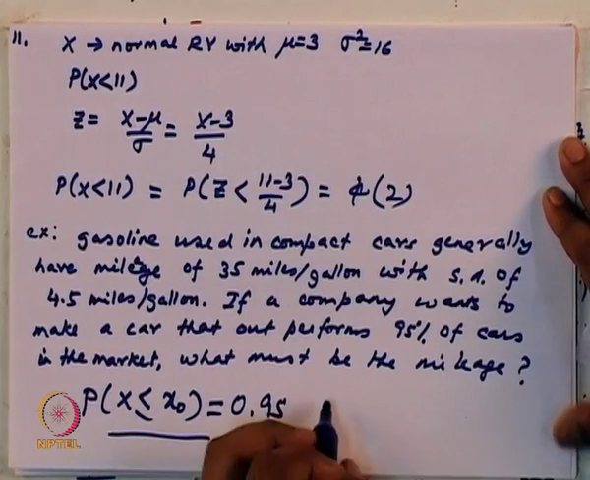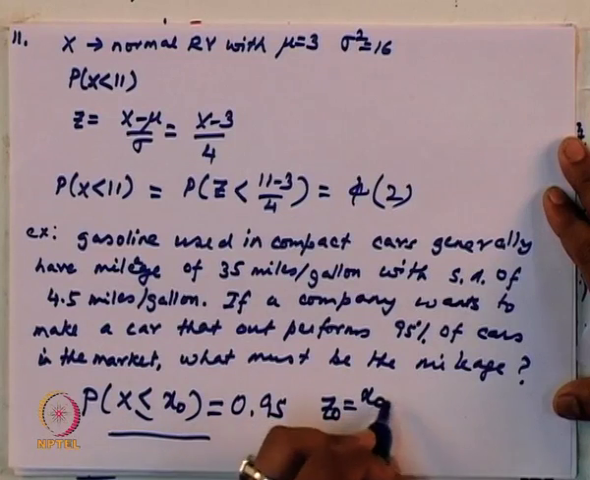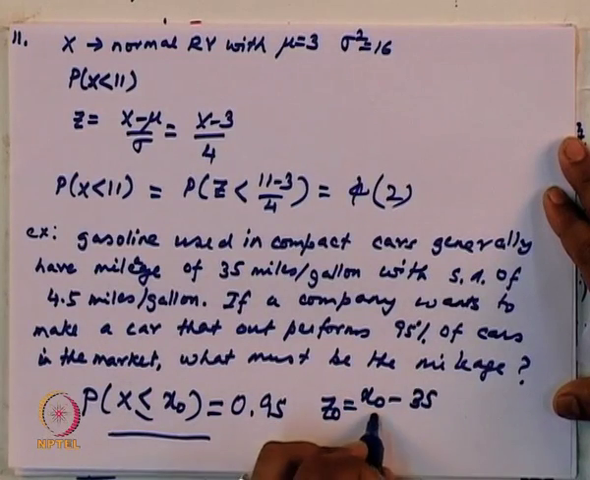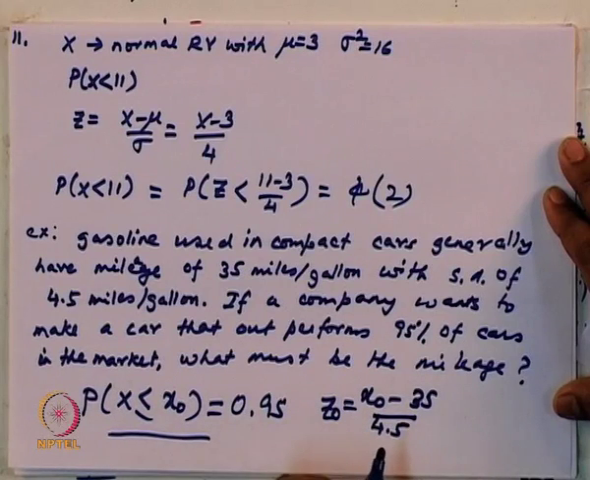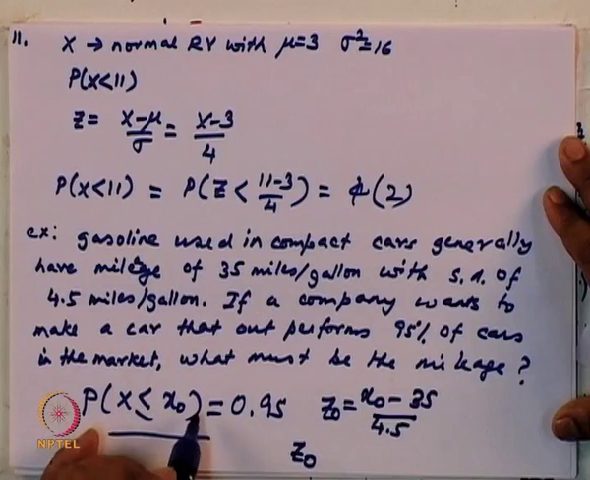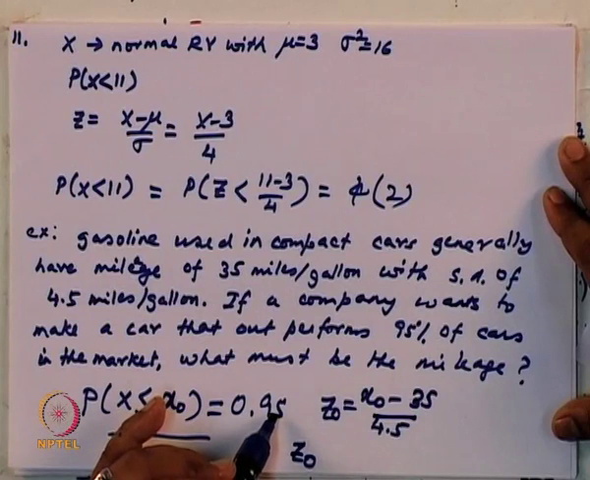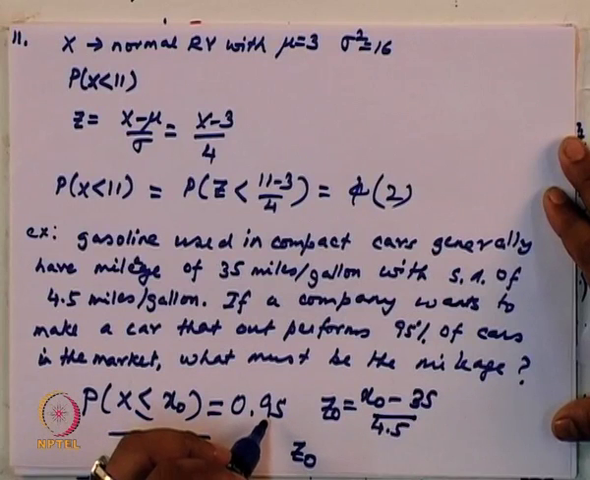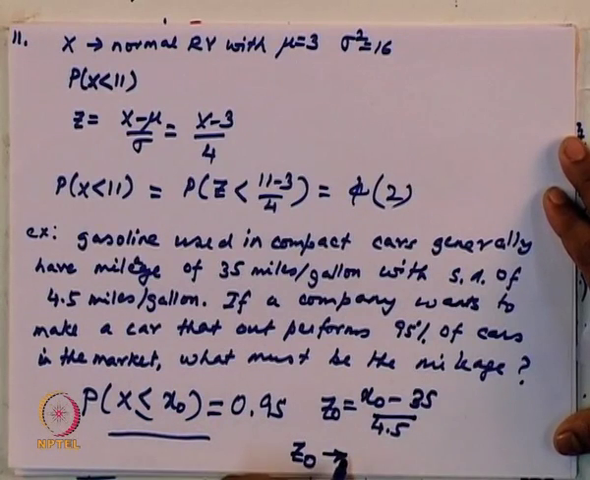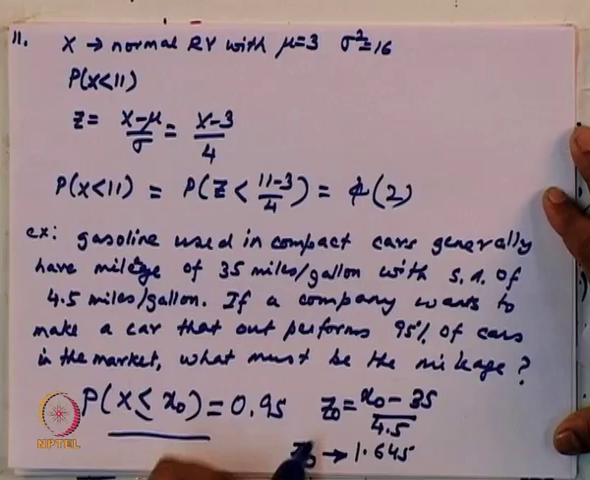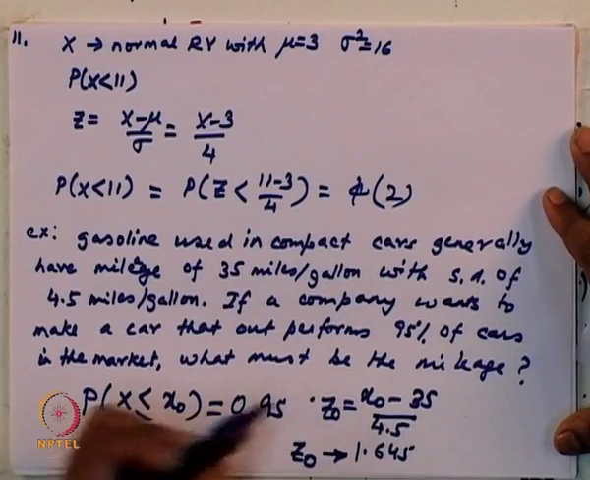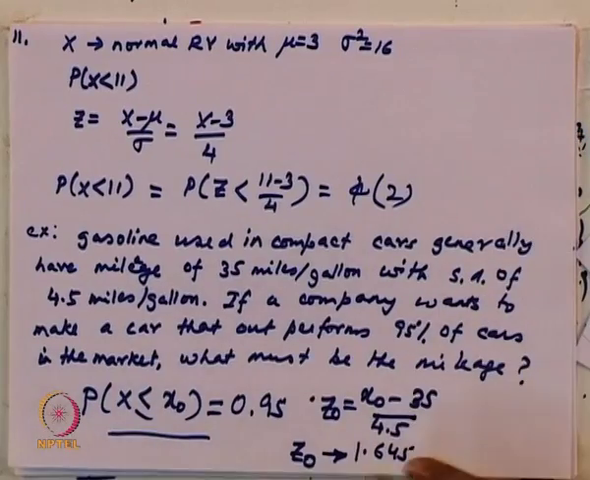So, we define z naught as (x naught minus 35) by 4.5. We want to find out, by looking up the table, for what value of z naught the probability is 0.95. If you look up the normal distribution tables, you will see that z naught is roughly 1.645. Then you can use this equation to invert and find the value of x naught. That completes our discussion of normal distribution.